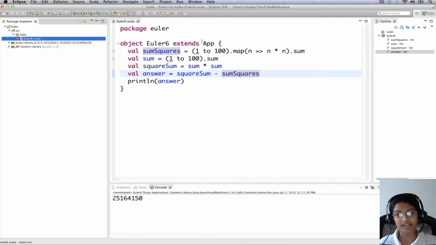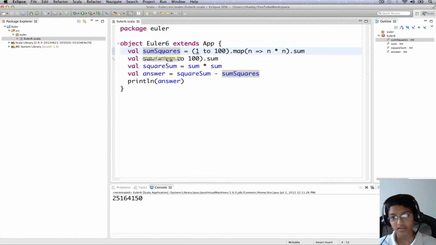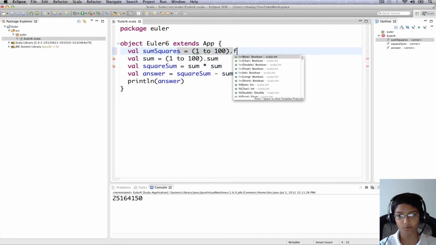Now, there's a better way to do the sum of the squares. If we look at it, all we're actually doing is accumulating an overall sum of all the squares of these numbers. Wait a minute, accumulate? That's the keyword for using folding. We saw in Euler 5 how we used folding to calculate an overall LCM. So we can use a similar thing to calculate this overall sum of the squares. So now I'm going to take out this map and do .foldLeft.